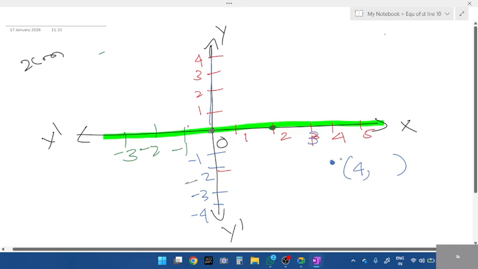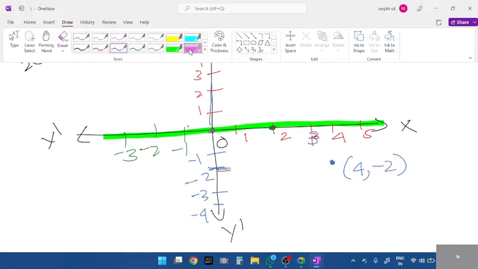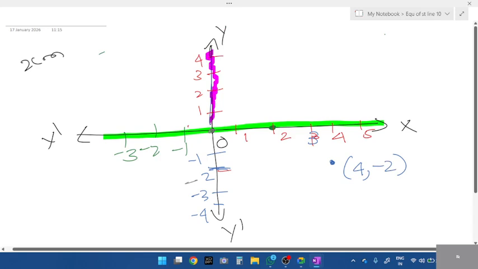4 comma minus 2. Imagine the mirror is at the y-axis. Mirror. So your view, it is not in the x-axis, students. If you're standing at 4 comma minus 2 and imagine there's a mirror, the pink one is the mirror. So we'll obviously look at the mirror in this direction. So our object will be where? Where will the reflection happen? Which quadrant, students?